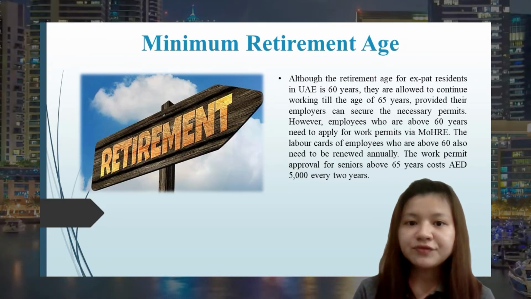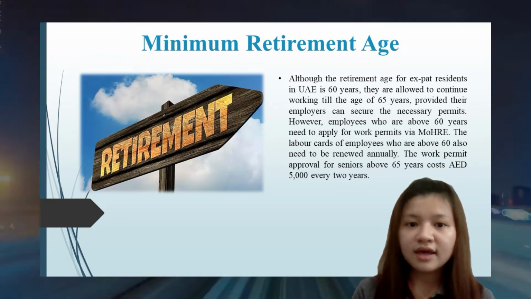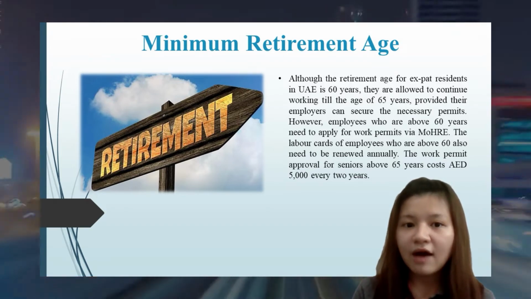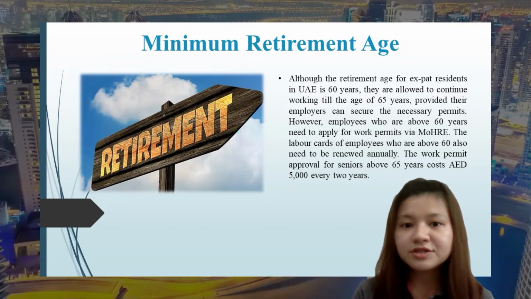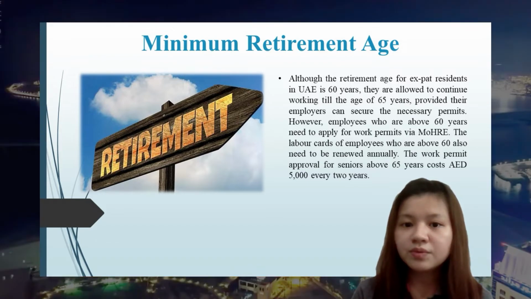Although the retirement age for expat residents in the UAE is 60 years, they are allowed to continue working until the age of 65 years, provided their employers can secure the necessary permits. However, employees who are above 60 years need to apply for work permits via MOHRE. The labor cards of employees who are above 60 also need to be renewed annually.